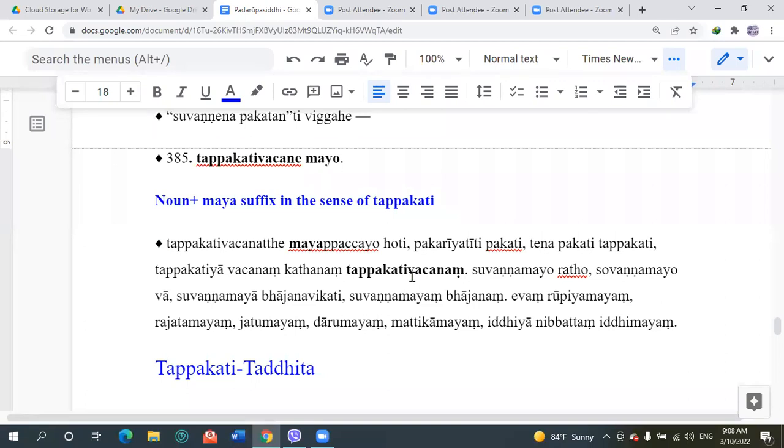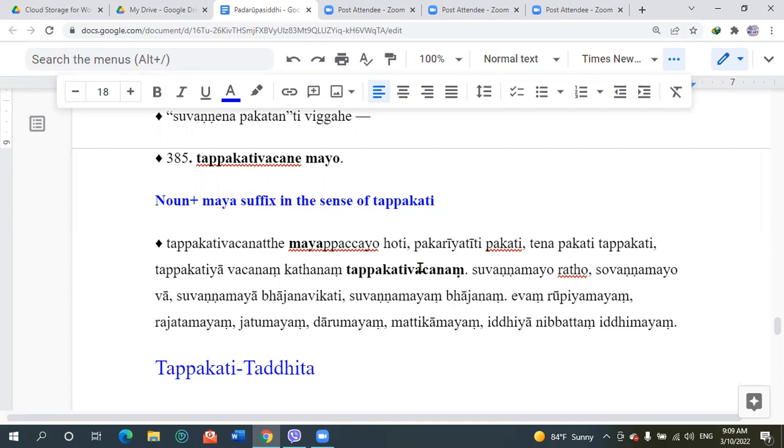So firstly, Padarūpasiddhi defines the word Pagati. Pakariyati, Pagati, variously, in various ways. Like Kariyati, is made. So Pagati means something that is made in various ways. Tena Pagati, Tapagati: something that is made of that is called Tapagati.